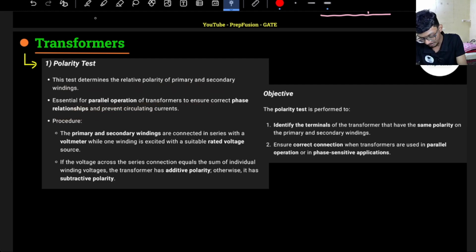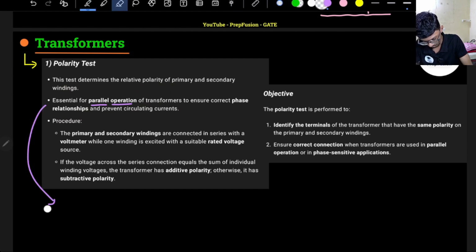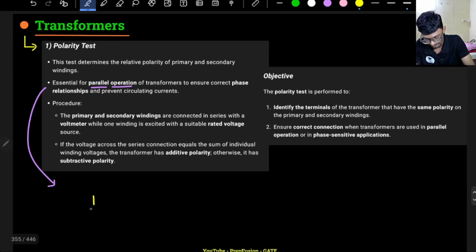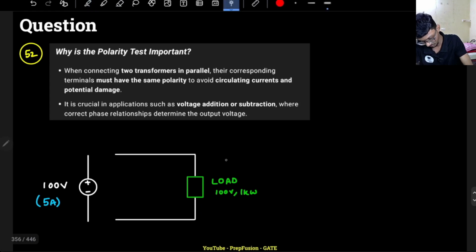Why? What do we mean by parallel operations? So if you ever want to connect, like let's say this, I have a voltage source here. Basically the best example: I have a 100 volt voltage source.